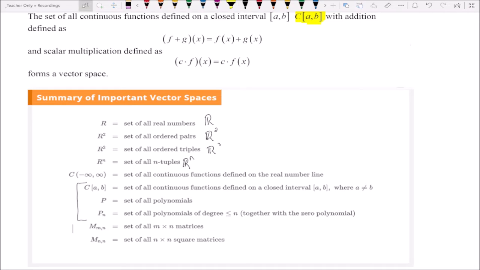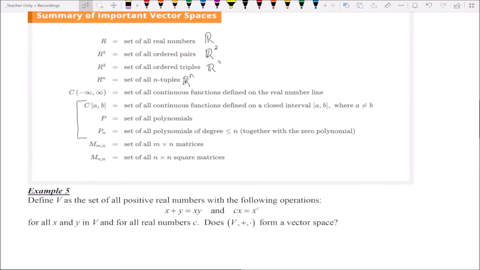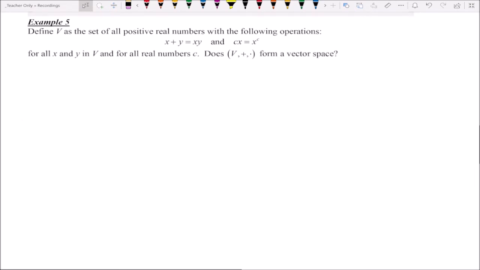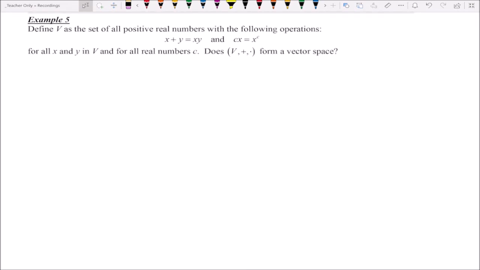Let's now look at a vector space that does not have standard addition and scalar multiplication. So we're going to look at the set of all positive real numbers with addition defined as x plus y equals x times y, and scalar multiplication defined as c times x equals x to the c for all x and y in V and all real numbers c. And the question is, does this form a vector space?